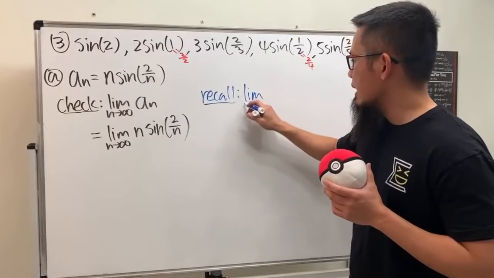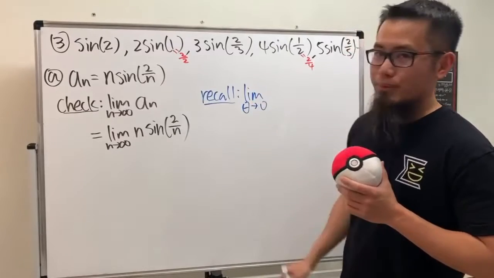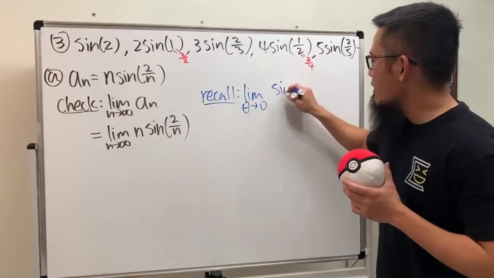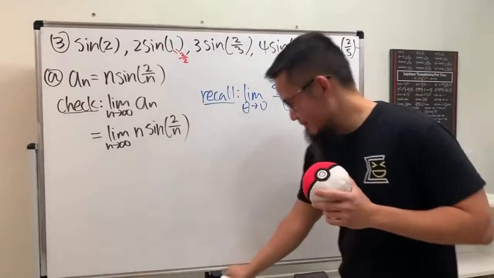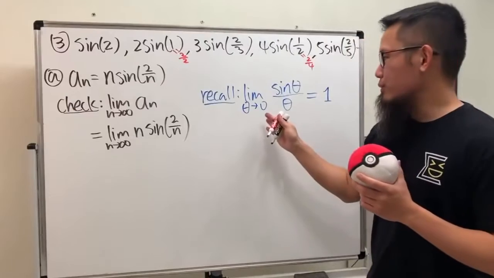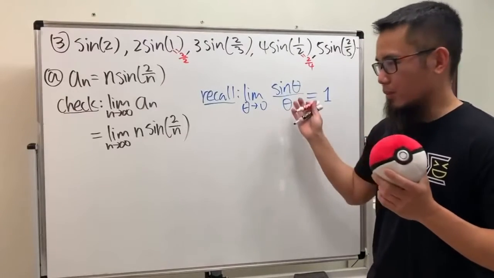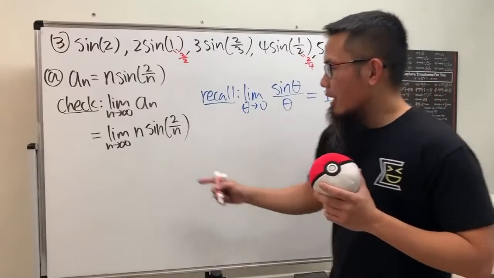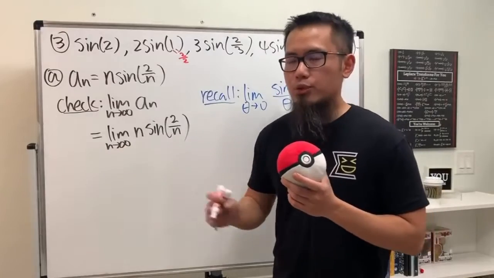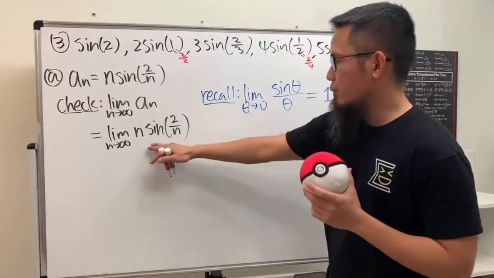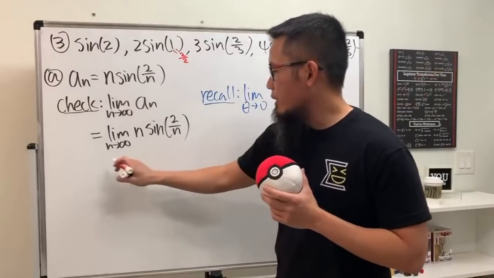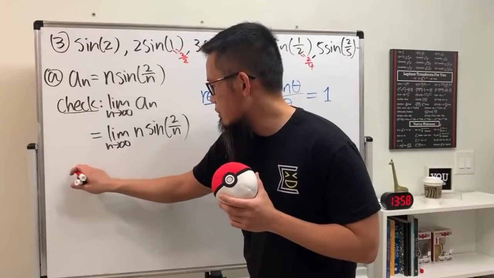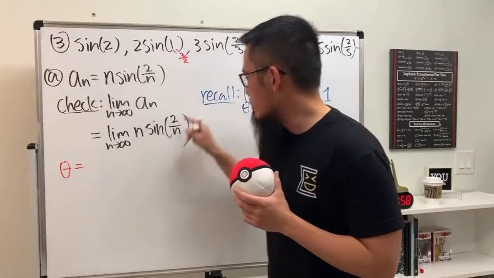The limit as theta goes to 0 of sine theta over theta is equal to 1. And please do not use L'Hopital's rule for this. Just use this. So for this, we can do some substitution and put this into this form, and that will be it. The way to do it is we can let theta equal 2 over n.